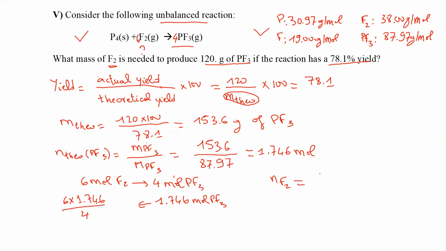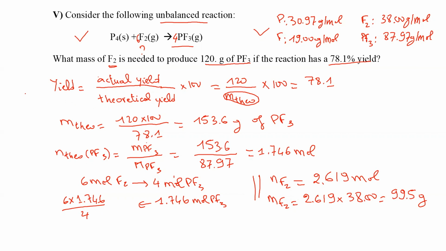It will be equal to 2.619 mole. And from the number of mole, we can deduce the mass of fluorine, 2.619 multiplied by the molar mass, 38.00, and this is equal to 99.5 grams. So this is the logic.